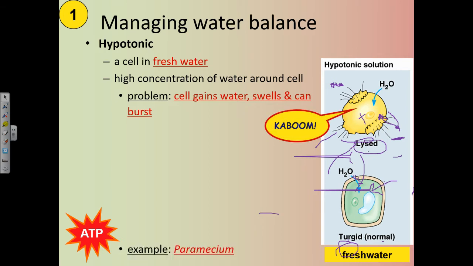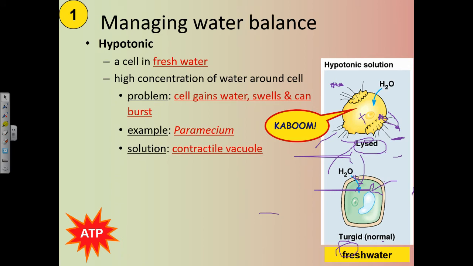There's our kaboom. An example might be a paramecium. A paramecium is a freshwater protist, and in order to survive in a freshwater environment, they have to have some way of pumping out that water that they tend to take up as they live in that environment. What they use is called a contractile vacuole, and this pumps water out of the paramecium's body. Of course, it does require ATP. A pump requires energy in order for it to function.